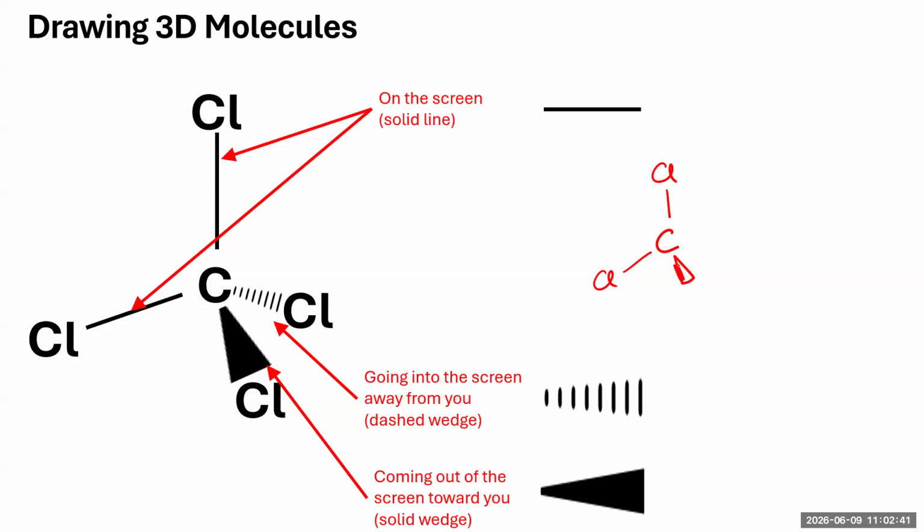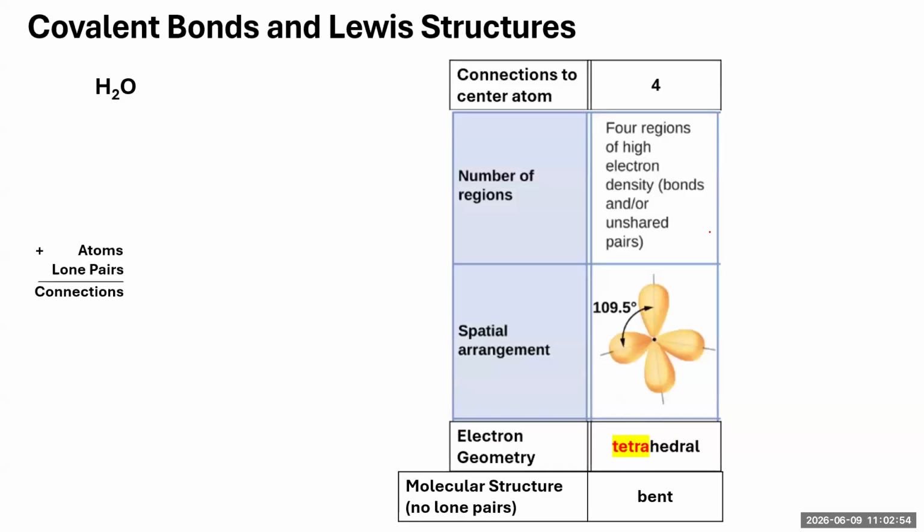You have the solid wedge coming out at you. That's another one. And then you have the dashed wedge. That means it's going away from you. All right, so let's take a look here. Let's do water now.